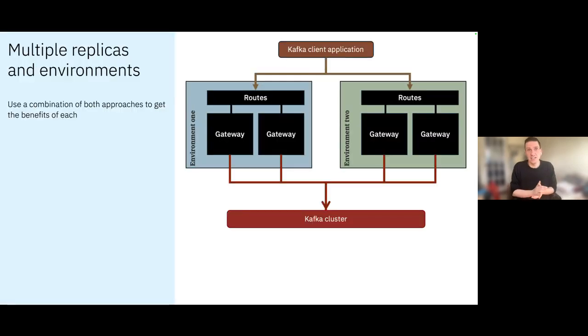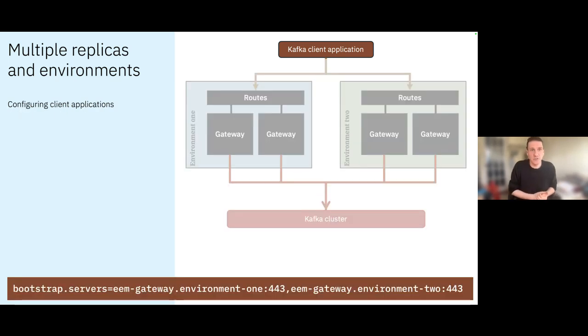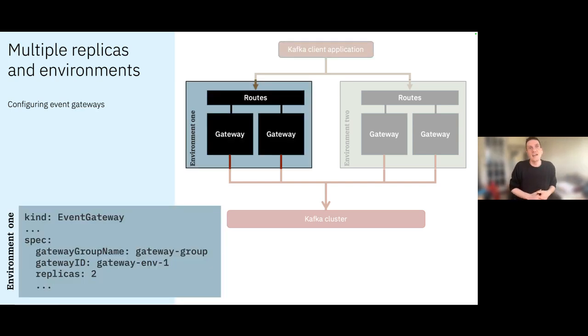And the last thing to say on this is you can do both. You can get the best of both worlds by running gateways in multiple regions, but also running multiple replicas of the gateways in both regions. And it's just a combination of what I said before. So the way you would configure the client application is that comma separated list of the routes fronting each of the gateway deployments. And then it's a combination of the config I've already shown you.